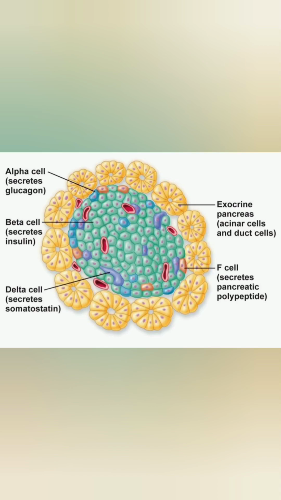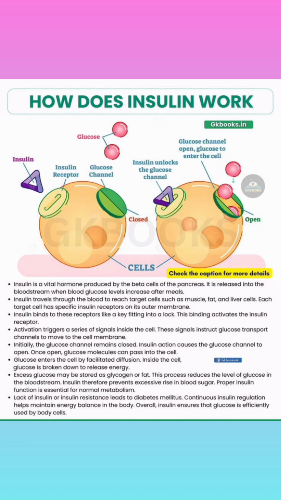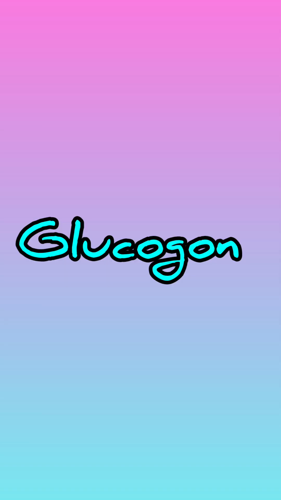In the last class, we discussed the alpha cells, which are hyperglycemic in nature. In this video, we are going to discuss the beta cells. Beta cells secrete the hormone insulin. Insulin reduces the blood glucose level. It is hypoglycemic in nature. Let us discuss the difference between glucagon and insulin.